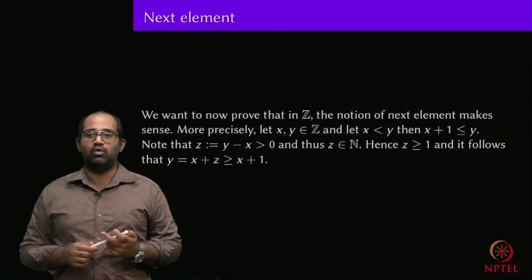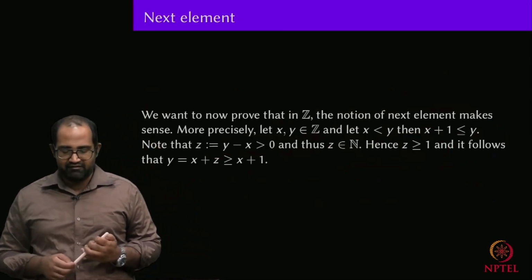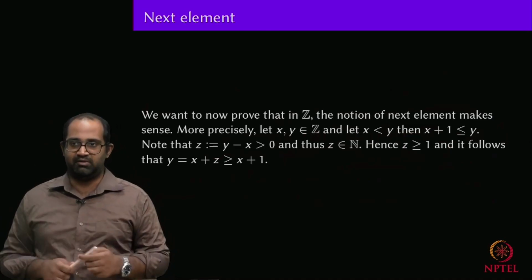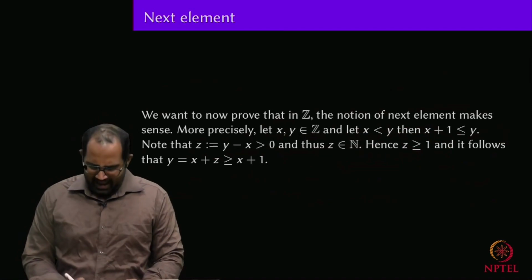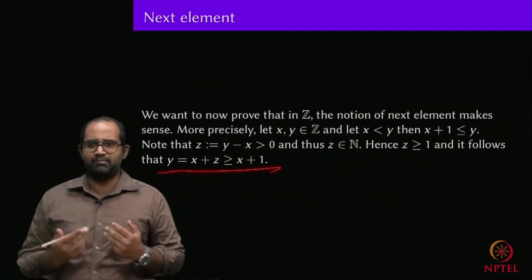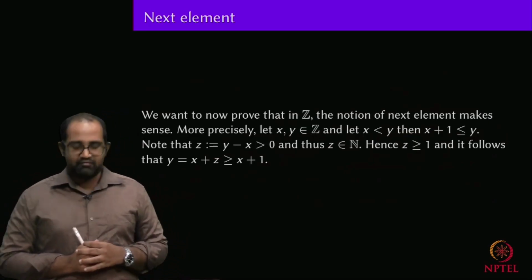For instance, Q, the set of rational numbers, is also an ordered integral domain, and it is patently false that there is nothing in between x and x plus 1. So, hence z is greater than or equal to 1, and it follows that y, which is x plus z, is greater than or equal to x plus 1. So, this is a very simple proof.